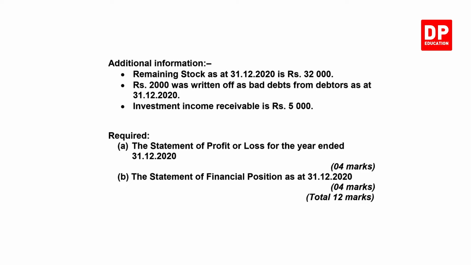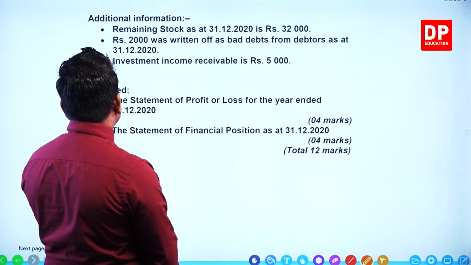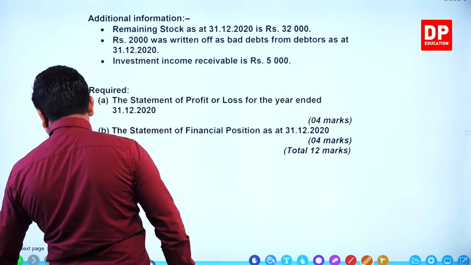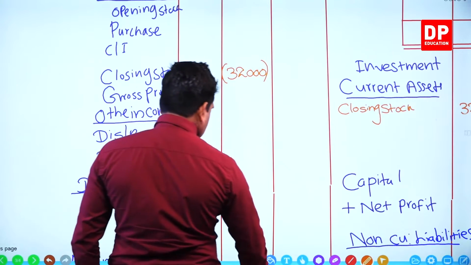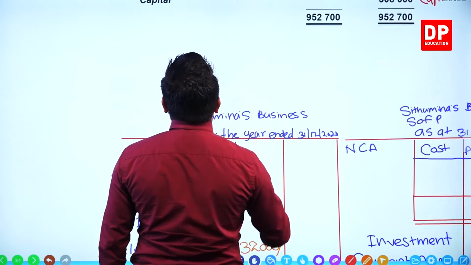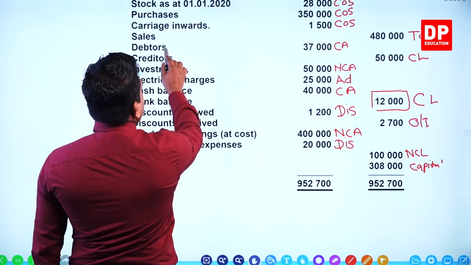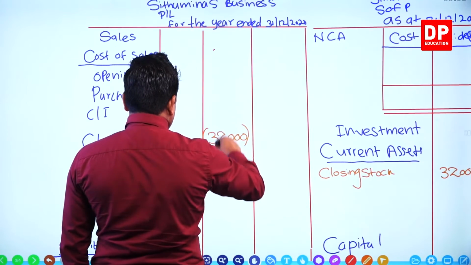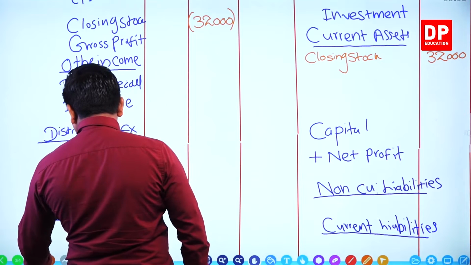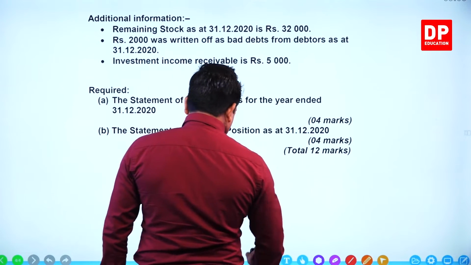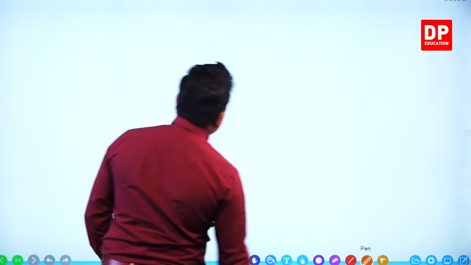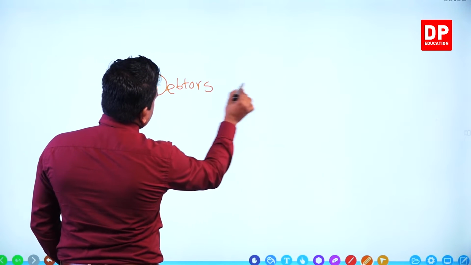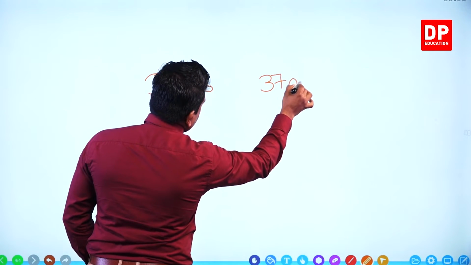2,000 rupees was written off as bad debts from debtors as at 31st December 2020. Remember, first of all, you should know how much the debtor value is in the question. See how much debtors. You can see here, debtors 37,000. Right? You can write down these debtors 37,000.